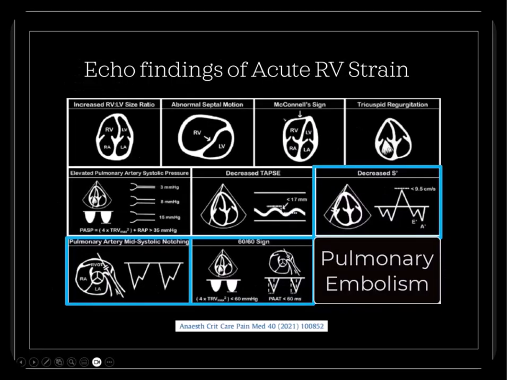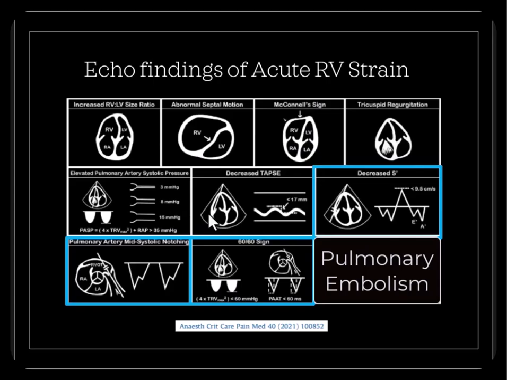Now, we have just discussed a lot of echo findings that are seen with right ventricular dysfunction, many of which are seen with acute RV strain that would be observed in the setting of pulmonary embolism. Enlarged RV, abnormal septal motion, the McConnell sign, tricuspid regurgitation, a dilated inferior vena cava, decreased TAPSE.